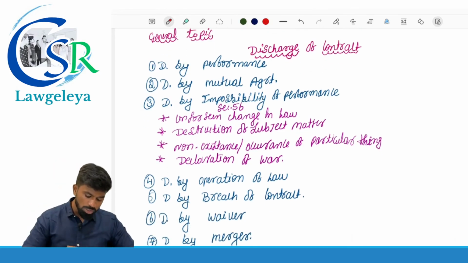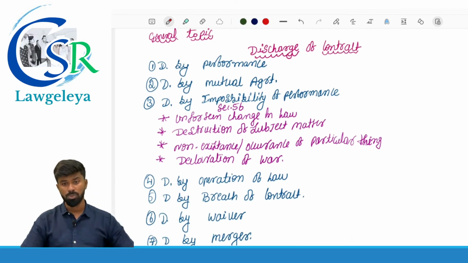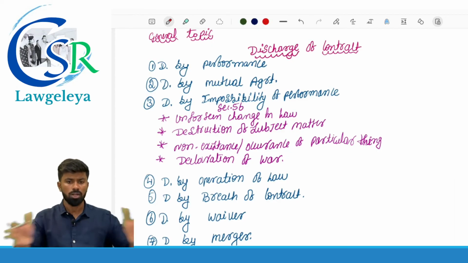Next one, by impossibility of performance, section number 56, because agreement becomes what? Not required to be performed because it is excused by the law. In case of unforeseen change in law, destruction of subject matter, non-existence or occurrence of a particular thing, and declaration of war, the agreement becomes what? It need not be performed, means the contract is discharged.